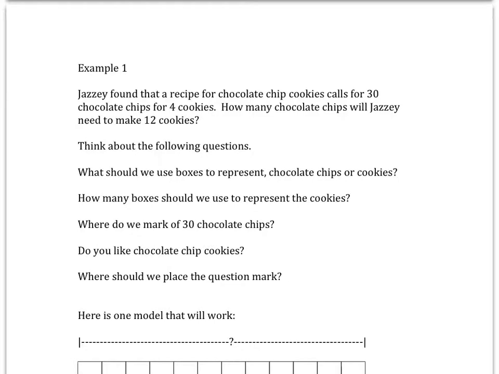Okay, we have example 1 here. Jazzy found a recipe for chocolate chip cookies. It calls for 30 chocolate chips for 4 cookies. How many chocolate chips will Jazzy need to make 12 cookies? And we have a number of questions for you to think about here.